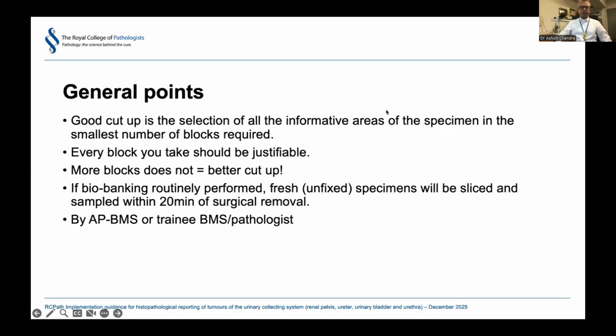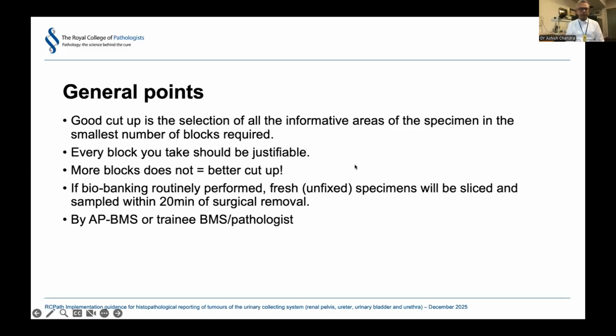Okay, so this is what we are going to talk about. But before we really get into the nitty-gritty of the guideline itself, just a reminder, particularly for our younger colleagues who are involved in doing the cut-up perhaps far more than some of the more senior ones are. A good cut-up is a selection of the most informative areas of the specimen in the smallest number of blocks required. So every block that you take should be justifiable. And it doesn't mean that you have to do a big cut-up in order to do a good cut-up. More blocks do not necessarily equal a good cut-up.